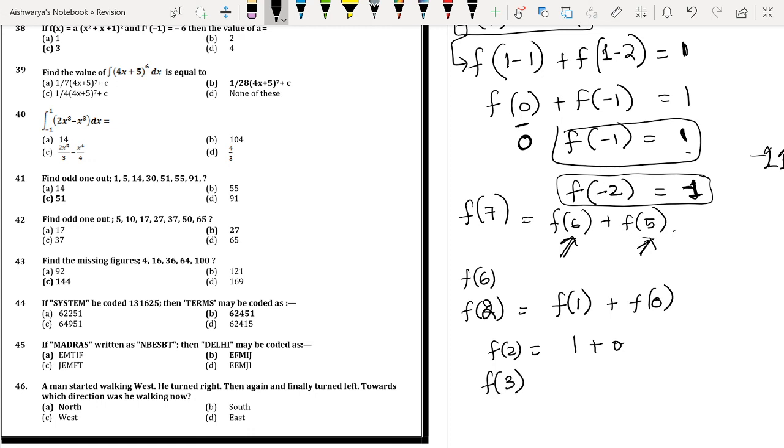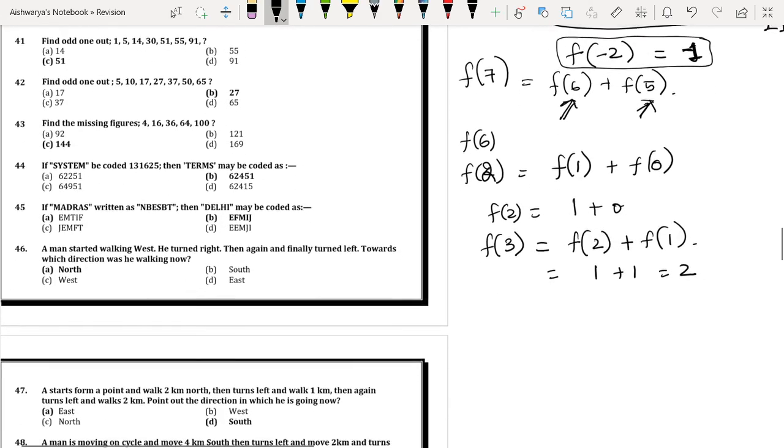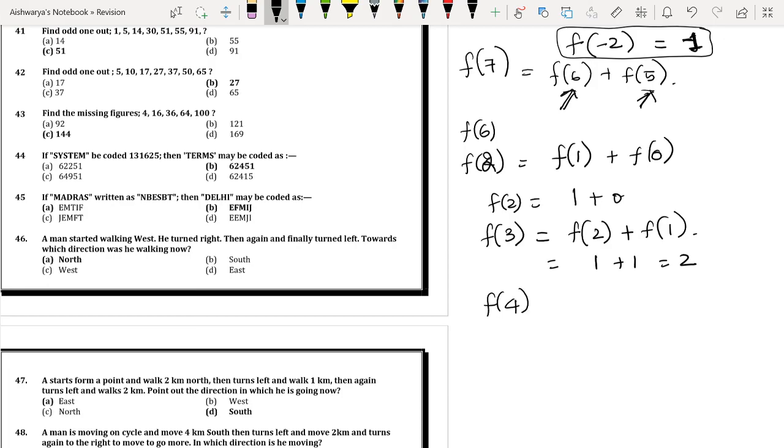Okay. F of 3 is nothing but f of 2 plus f of 1. F of 2 I got the value is 1 and f of 1 is 1. So this is equal to 2. So let us come to f of 4. F of 4 will be nothing but f of 3 plus f of 2. F of 3 is 2 and f of 2 is 1. So this is equal to 3.